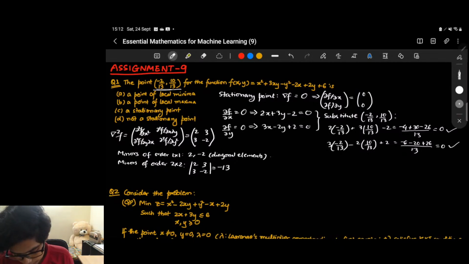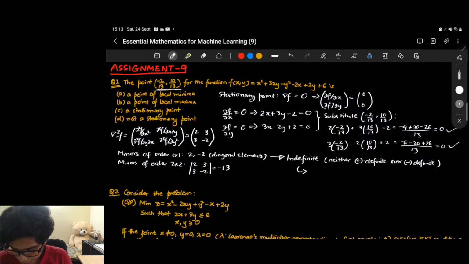Now, since among these minors of order 1 cross 1, one of them is positive and one of them is negative, that means this is an indefinite matrix. Had all of these minors of order 1 cross 1 and 2 cross 2 been positive, then we would have said it is a positive definite matrix. But some are positive, some are negative. In that case, this is indefinite. That means it is neither positive definite nor negative definite.